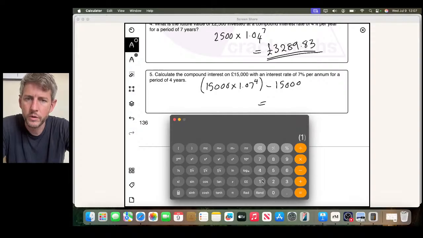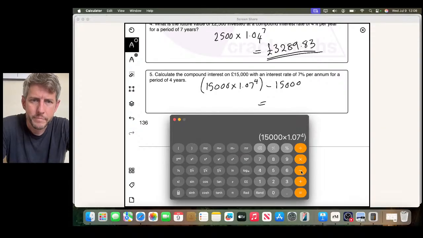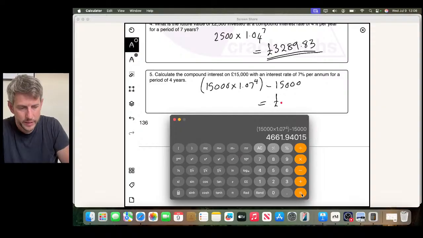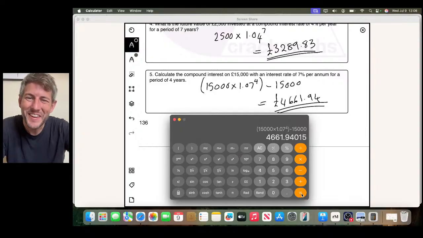Okay, so let's work this one out. We've got 15,000 times 1.07 to the power of 4, and then we're going to take away the 15,000. Okay, here we go, and this will be our final answer: £4,601.94. Right.